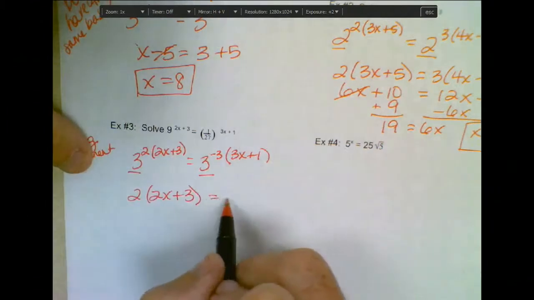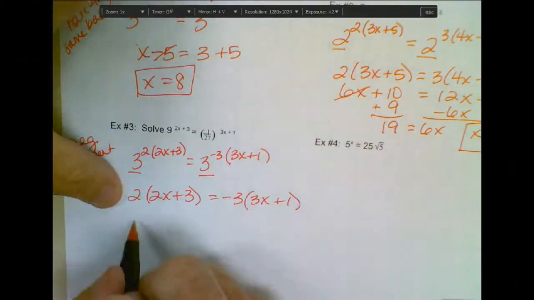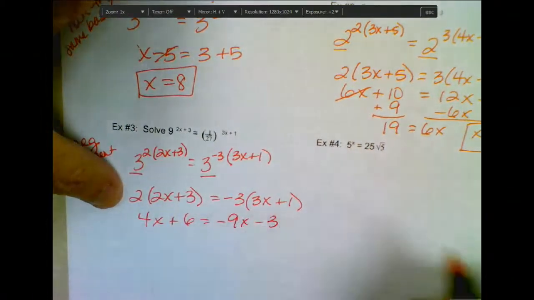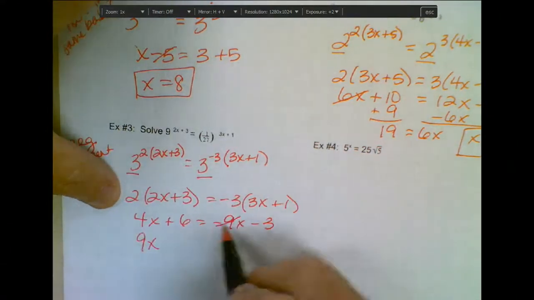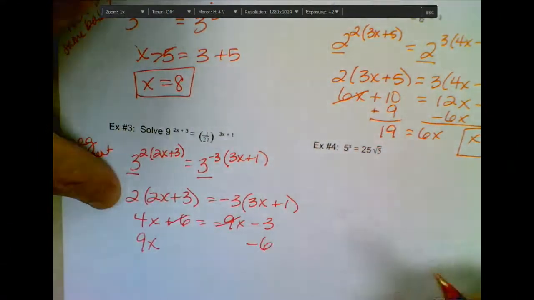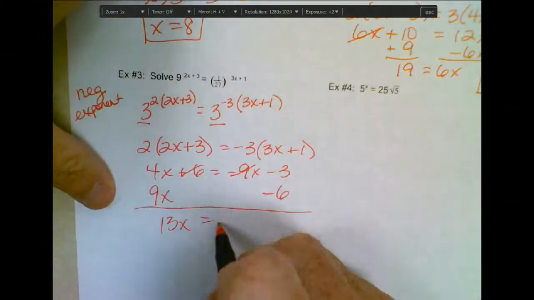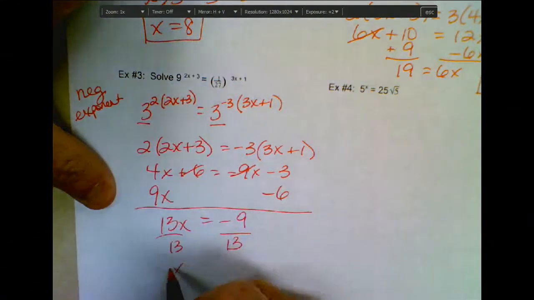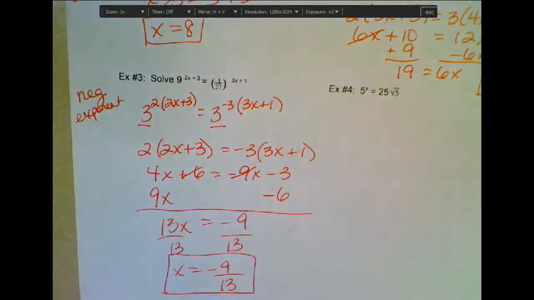So now I can pull my exponents down and solve. So I get 4x plus 6 equals negative 9x minus 3. Going to move things around here. So 9x, it's going to come over there. Subtract the 6 out, come over there. So you get 13x equals negative 9. Divide both sides by 13. So my x would equal negative 9/13. Yes, you can have fractions as your solutions, always.